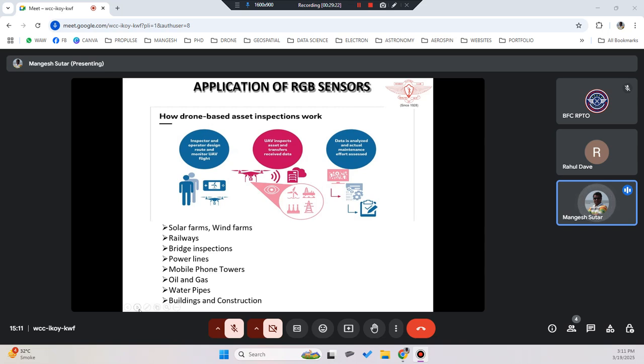So these are some of the applications of RGB sensors: solar farms, wind farms, railway lines, bridge inspections, power lines, mobile phone towers, oil and gas pipelines, water pipelines, buildings and constructions. In real estate also, a lot of applications have come up. I guess every builder right now is doing it for presentation, promotion and advertising, as well as to showcase the progress.